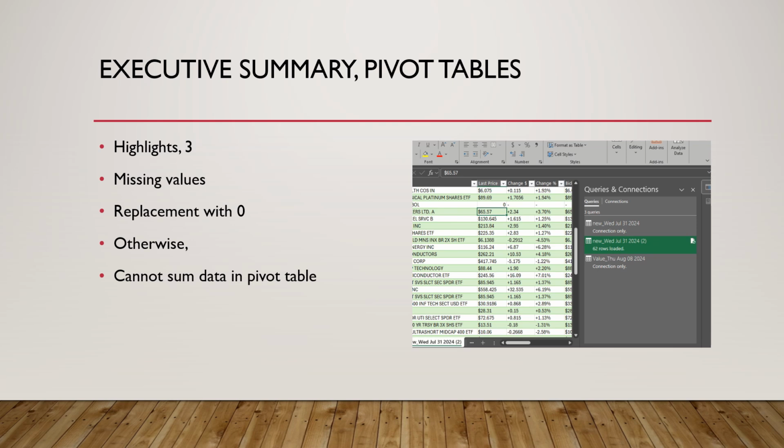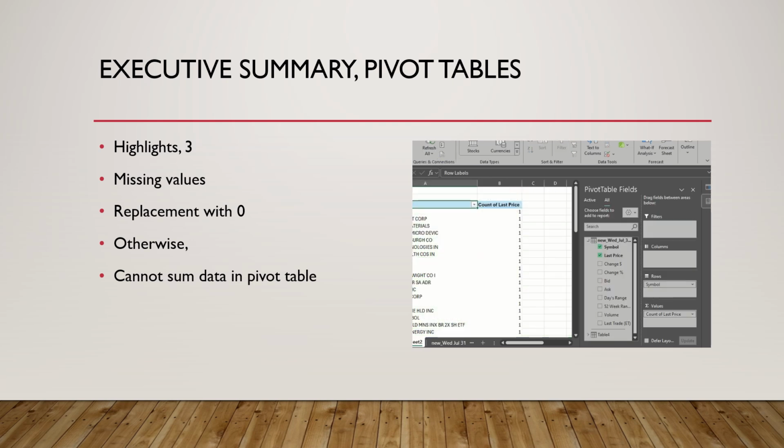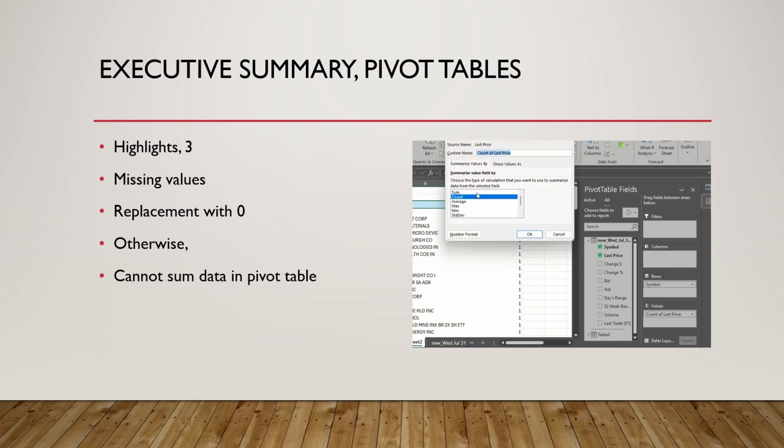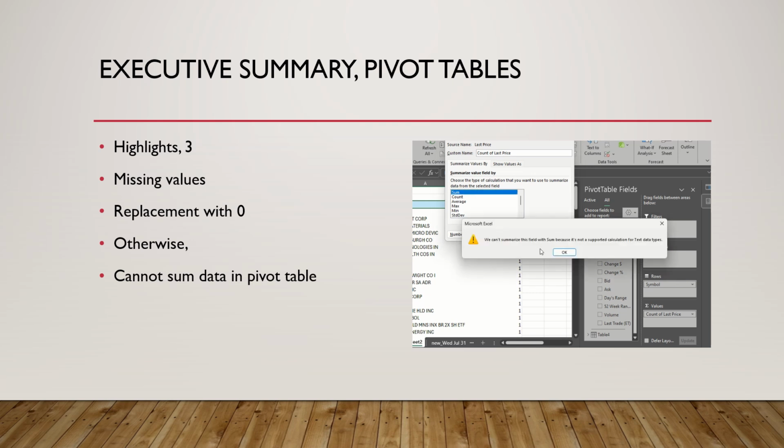I will go to the data tab, hit refresh all, and I'm going to the pivot table. I'm unclicking it, clicking it again. I'm putting last price in the values. I'm now changing the calculated value from count to sum. Not supported for text data types.